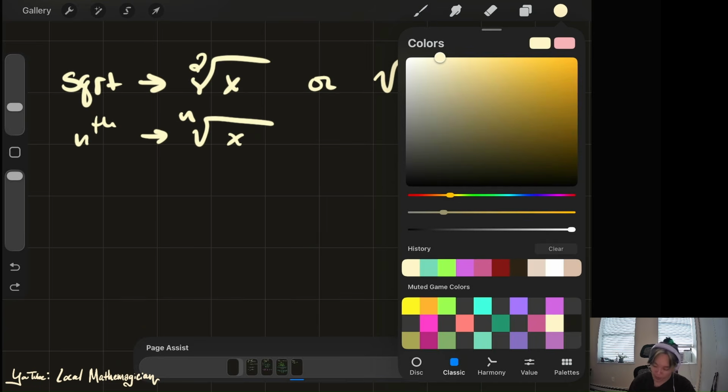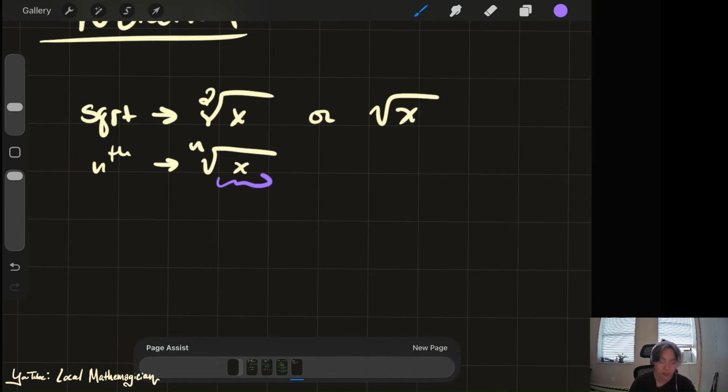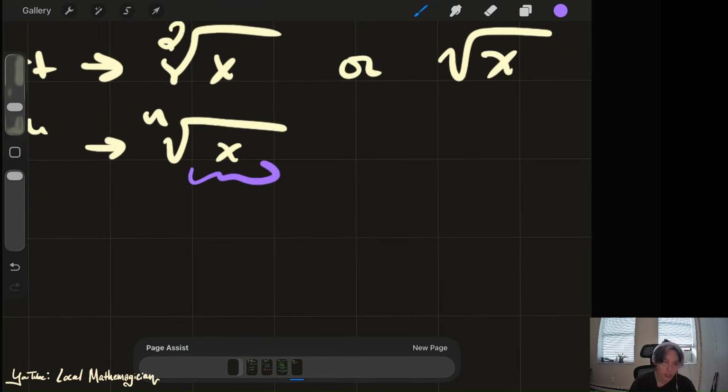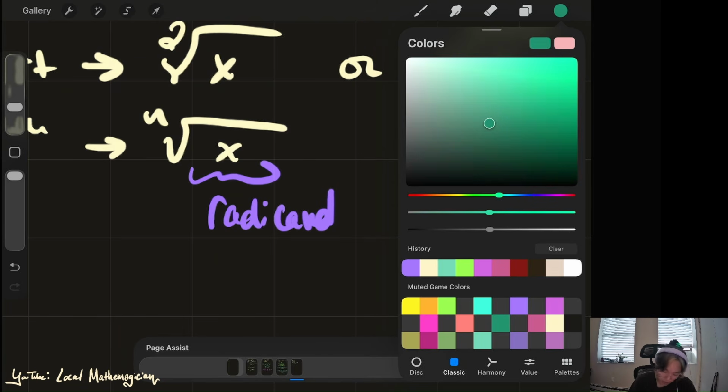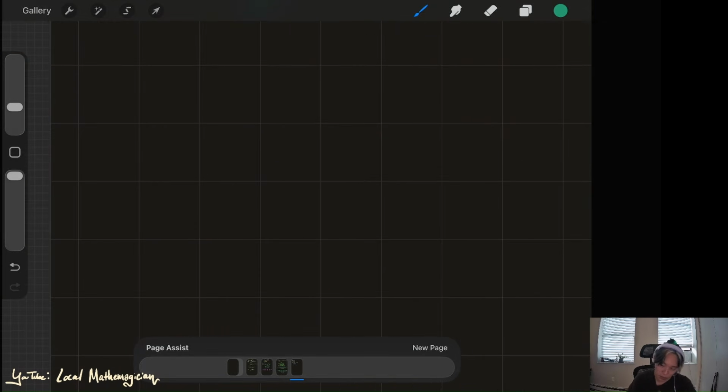And let's talk about the pieces of this, okay? The inside is called the radicand. And that number, that n on the outside, is called the index, okay? Okay, and one more very important note, okay?